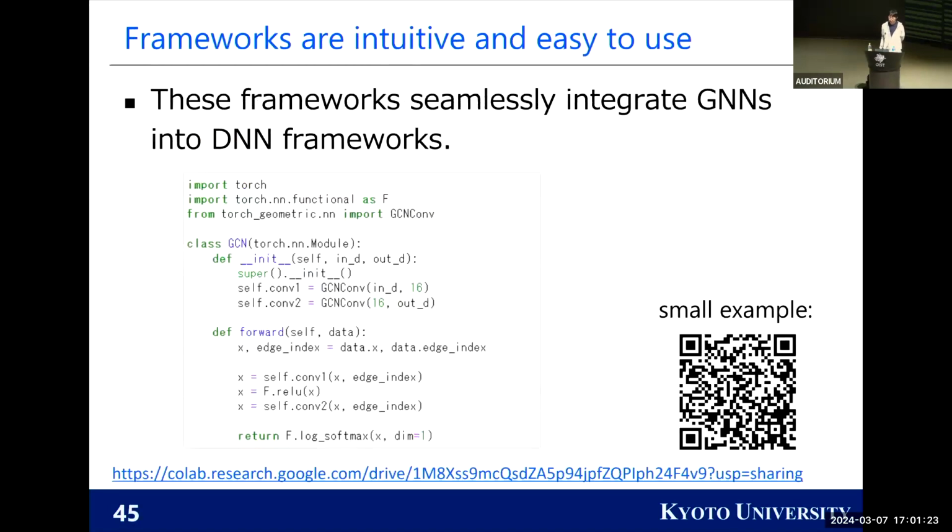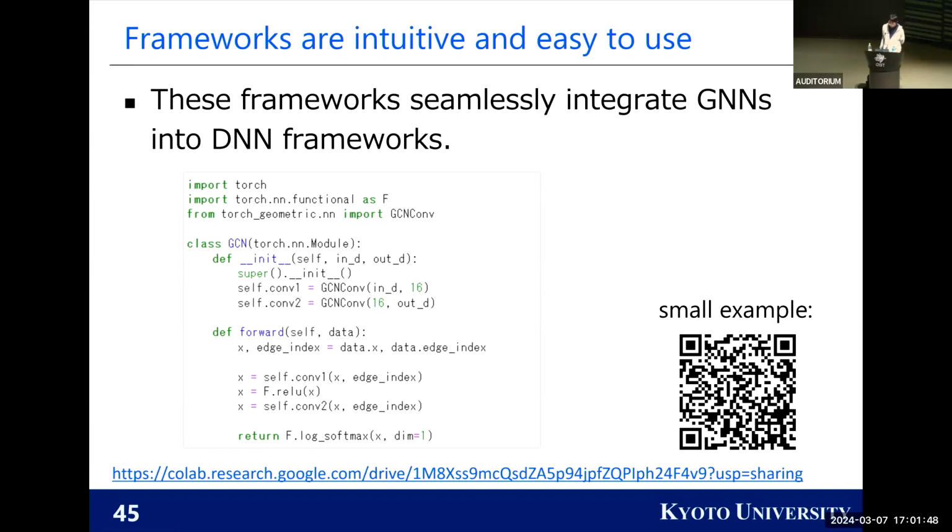And these frameworks, PyTorch Geometric and DGL, are very intuitive and easy to use. If you're familiar with deep neural networks, then you will surely use them seamlessly. You can also integrate GNNs into other deep neural networks in a seamless way. And this is very simple code to define a graph convolutional network.